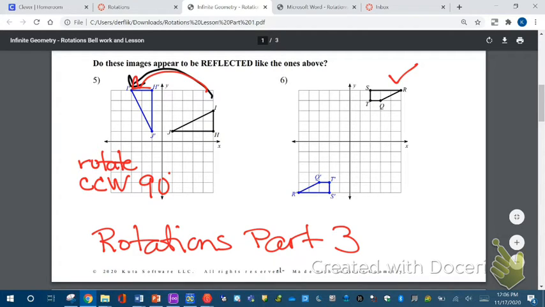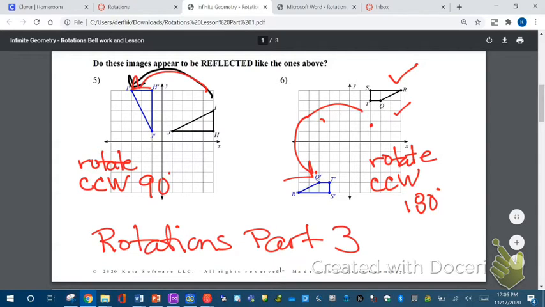Okay? So number 6, if we started with this shape and we rotated it 2 quadrants away, then that is a rotation of counterclockwise. How many degrees? 180. Okay, 1 quadrant away is 90, 2 quadrants, from here we jump 1, 2, counterclockwise, that's 180. Okay, next one.